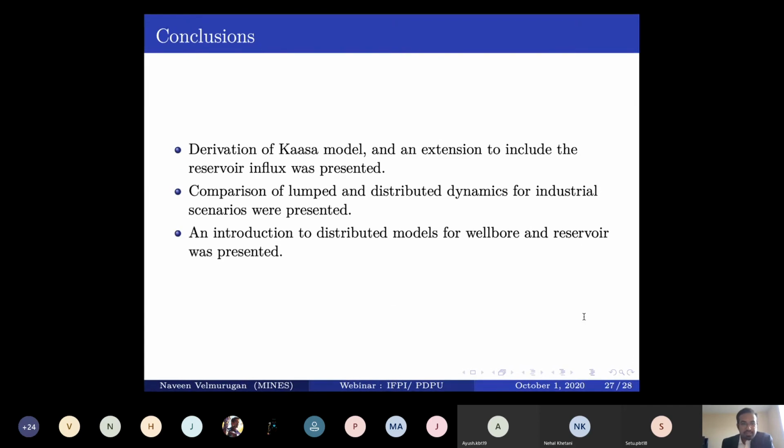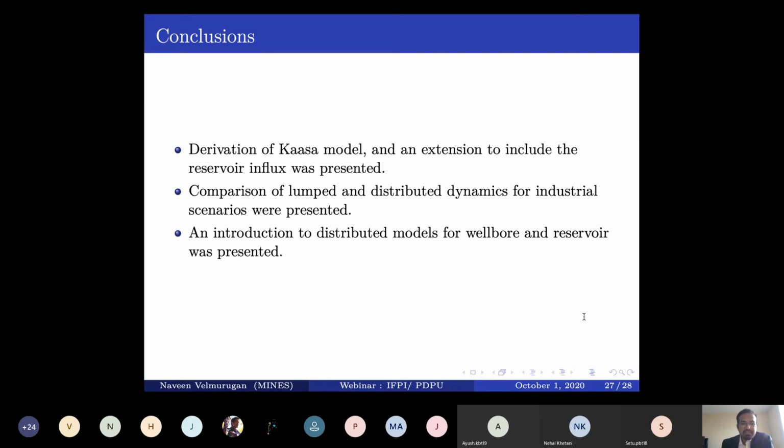So I would like to conclude this talk with a summary of what we have seen. We have seen the derivation of the simplified COSA model. We also have learned about how to extend it to include different types of reservoir influx. We have seen how the lumped and distributed dynamics are a key factor in simulating industrial scenarios, for example, choke plugging and connections, and why we need the distributed models for designing a controller or your automation systems, right?